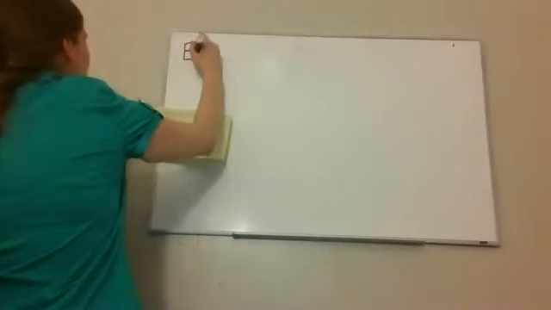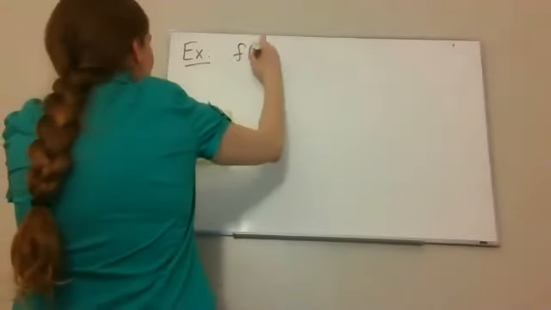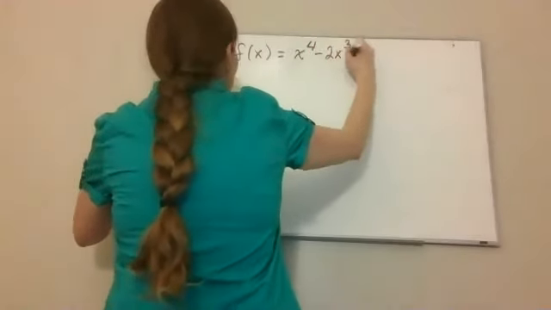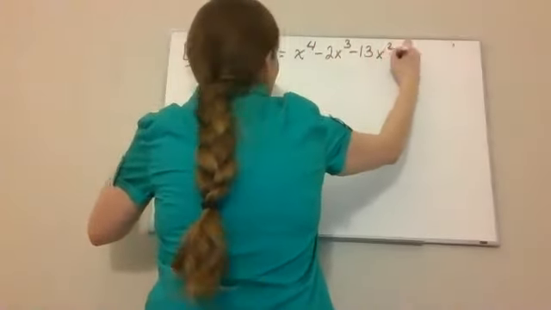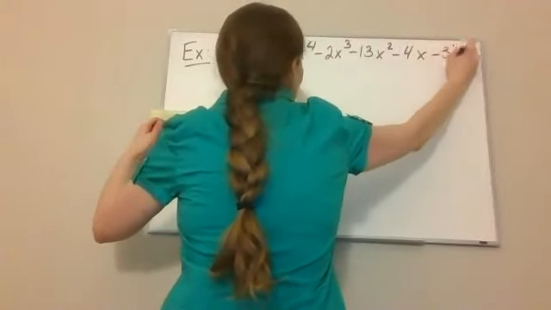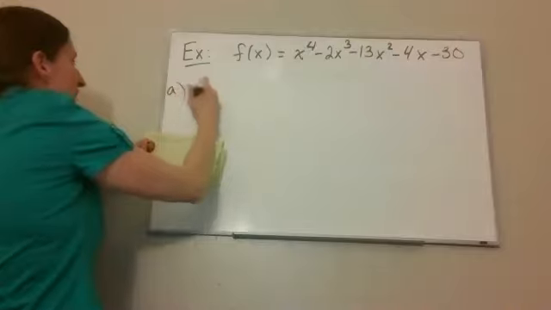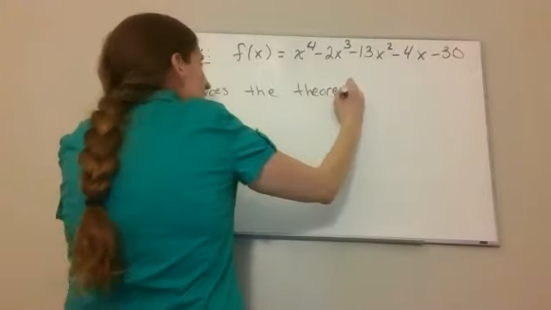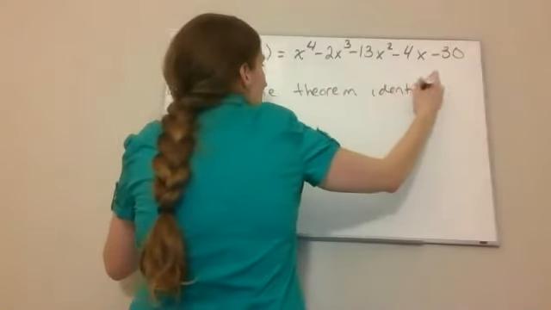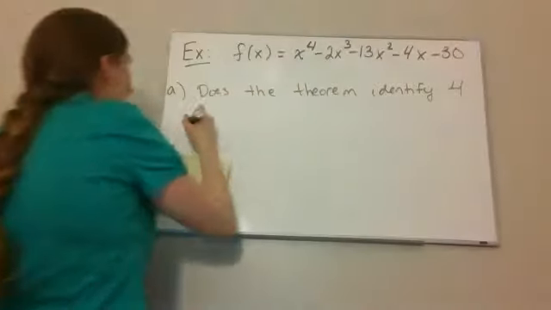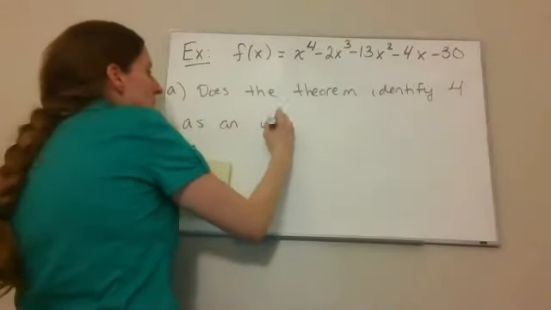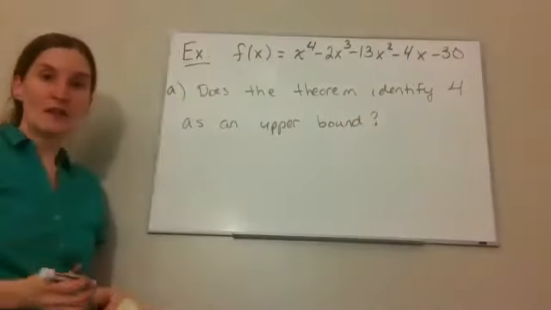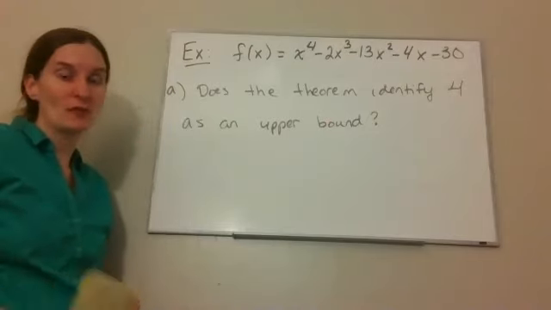The last example. f of x equals x to the fourth minus 2x to the third minus 13x squared minus 4x minus 30. Part A. Does the theorem that we just talked about identify 4 as an upper bound? And let's answer this part A before we even write down what part B is.